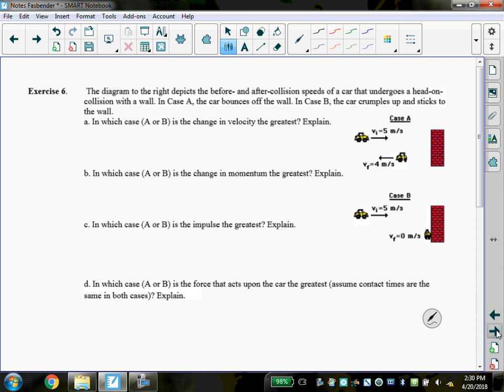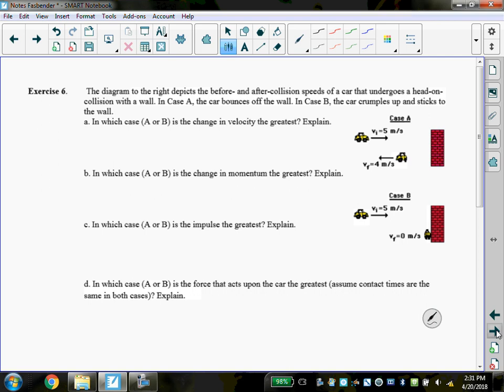Otherwise, let's go to exercise 6. We got a diagram that depicts before and after collision speeds of a car that hits a wall. In case A, the car bounces off the wall. In case B, the car crumples up and sticks to the wall. In which case is the change in velocity the greatest?